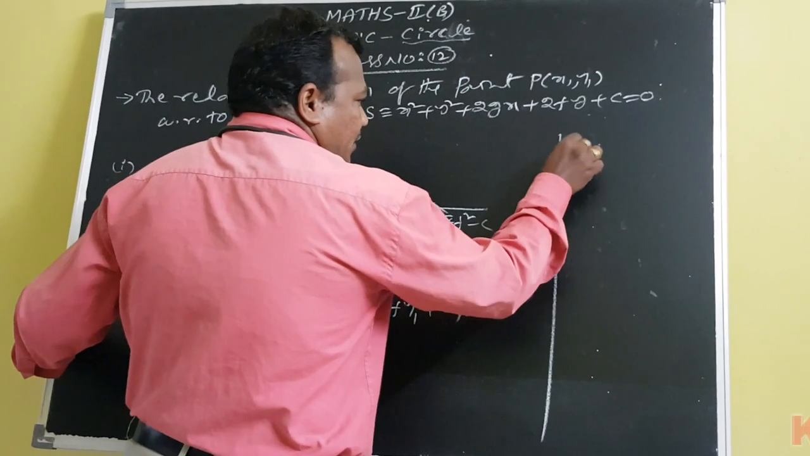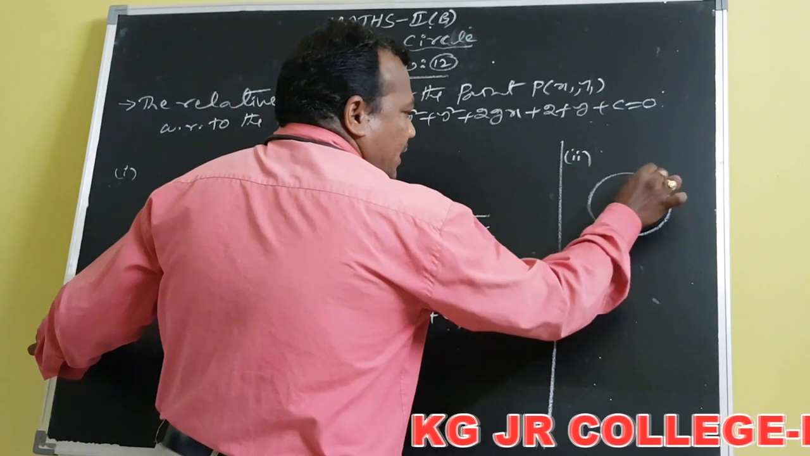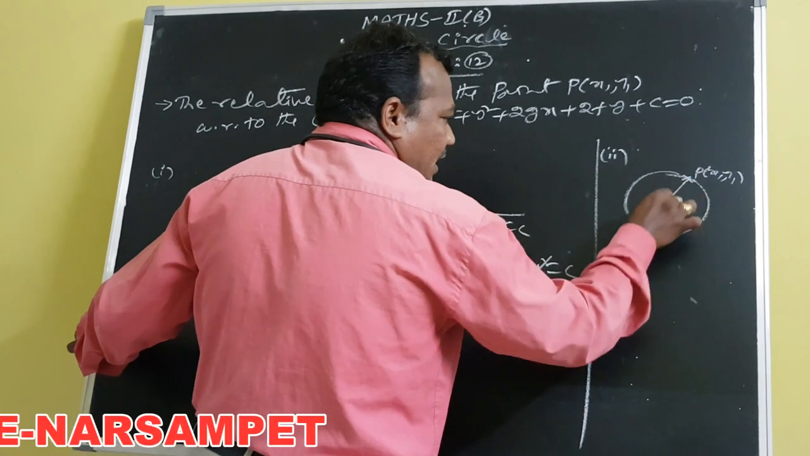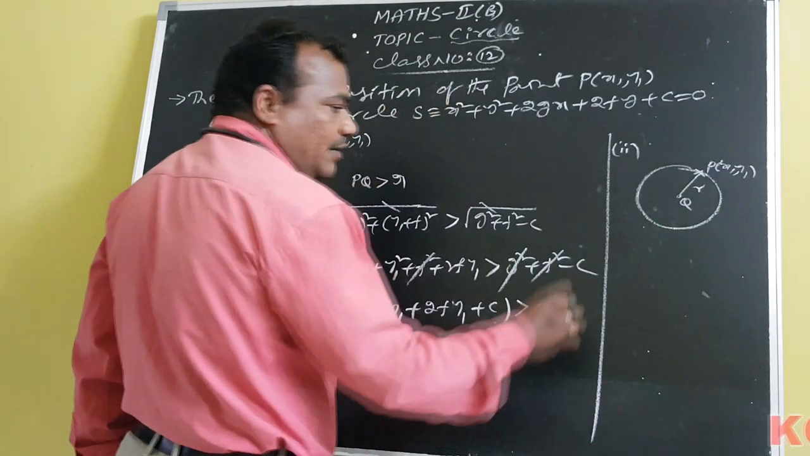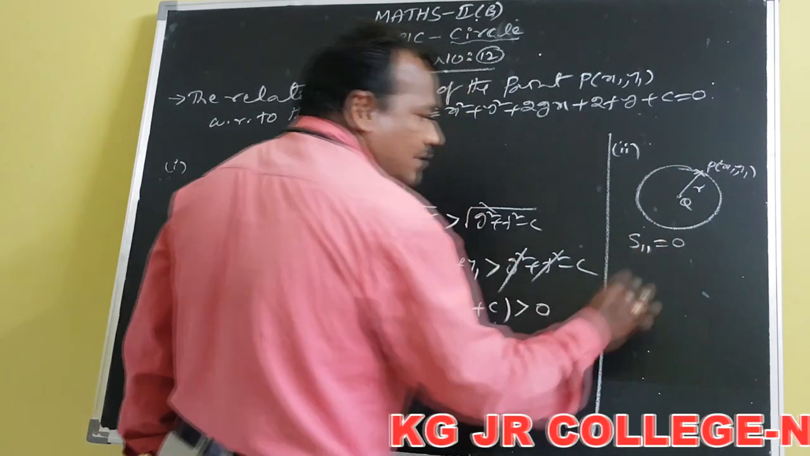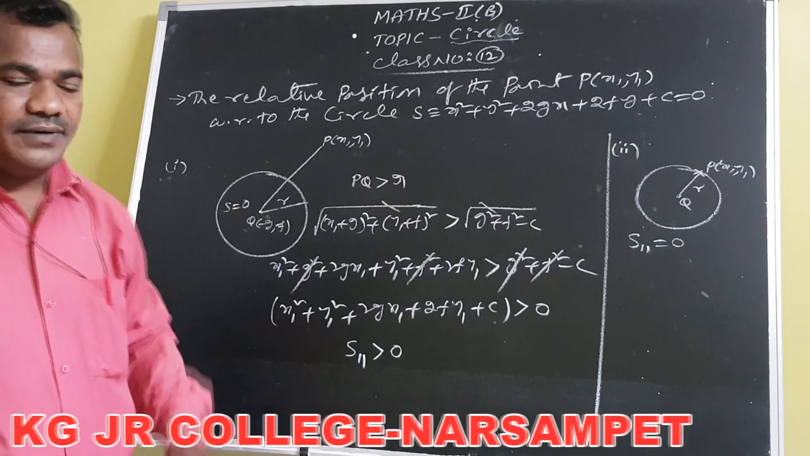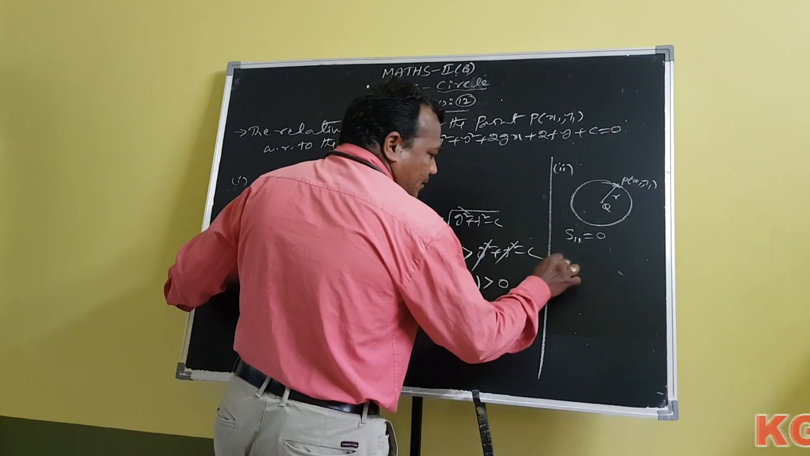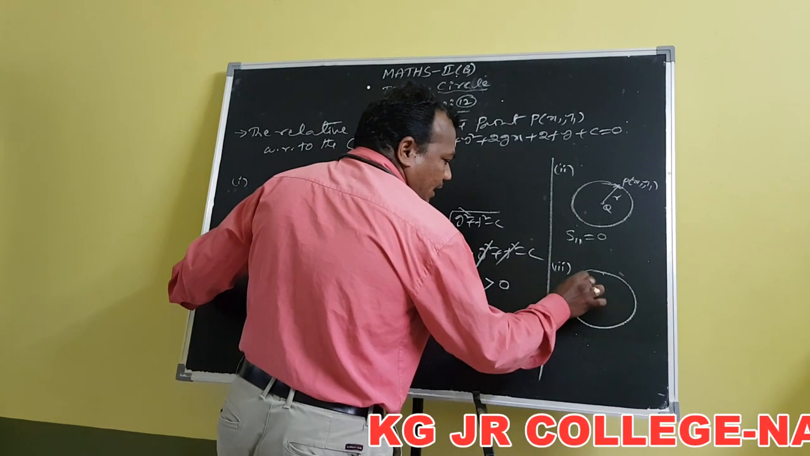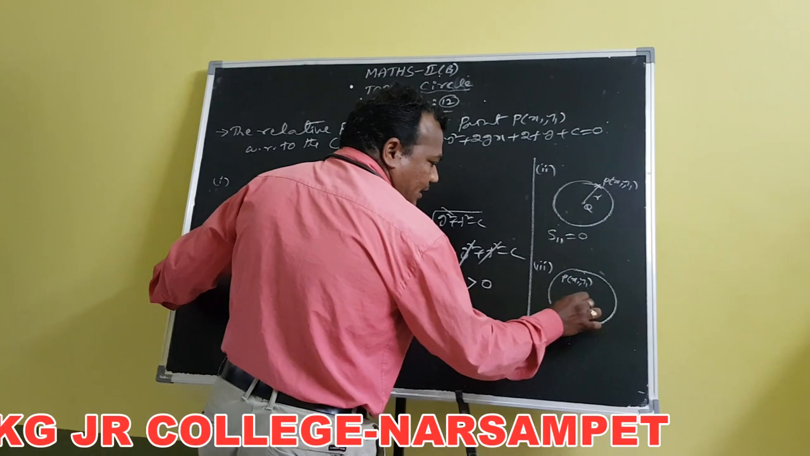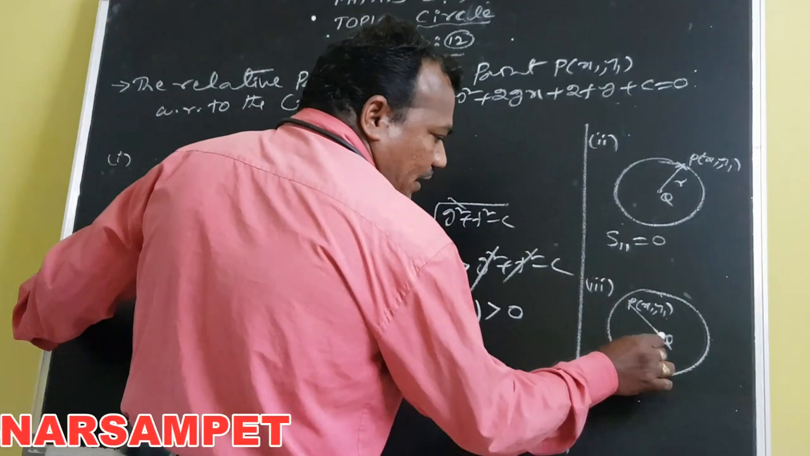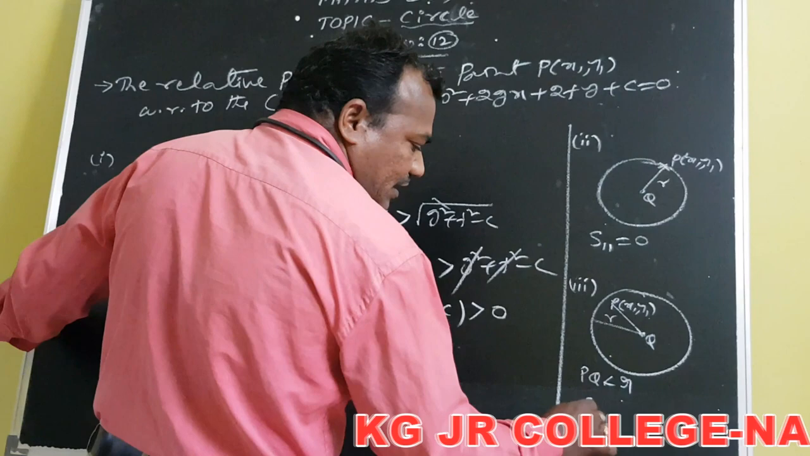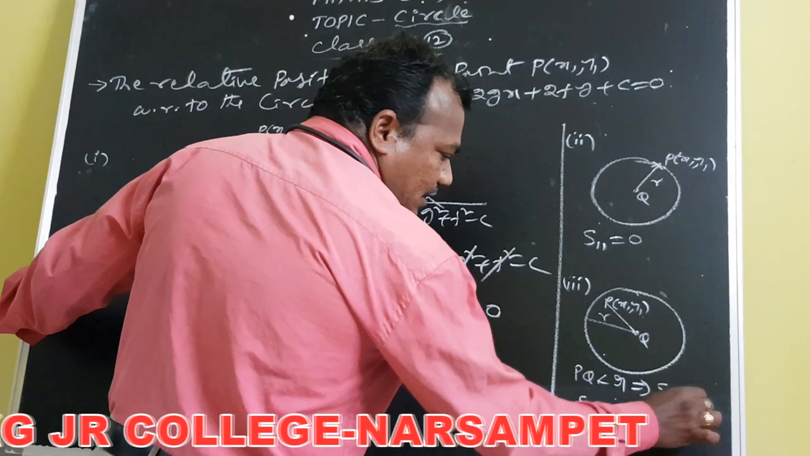Similarly, in the second one, if the point x1 comma y1 lies upon the circle, with this as the center of the circle, then PQ and R are equal, and the condition is S11 is equal to 0. This is the condition for the point to lie upon the circle. And the third one: if the point lies interior to the circle, with this as the radius and center of the circle, then PQ is less than R, so we get the condition S11 is less than 0.